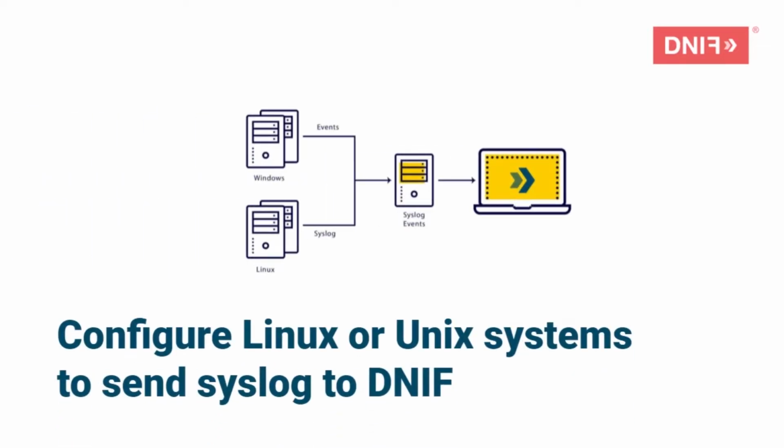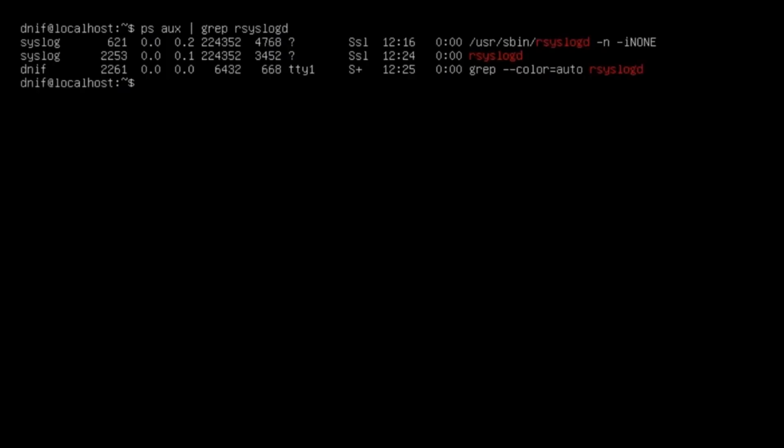In this video, you will see how to configure a Linux or Unix system to send syslog to DNIF. You begin with installing the rsyslogd service on the host. Using the grep command to show all the processes for all the users in the terminal. This is used to check whether the rsyslogd process is running properly or not.